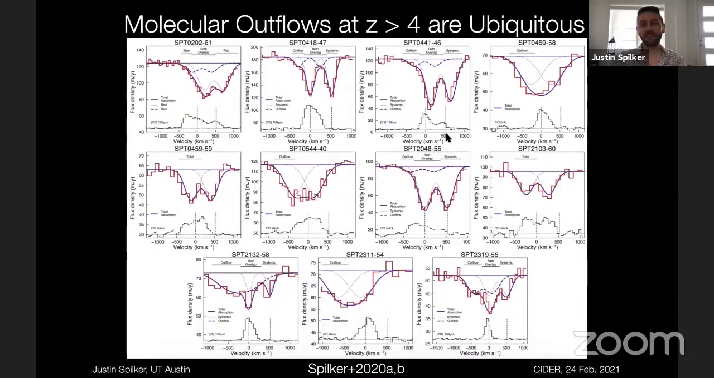And so when I classify things as outflows, I'm only picking them as outflows if they're more blue shifted than any of the emission that I can see. And so in this case, for example, even though this line profile is slightly redshifted, that could mean that it's outflowing from one component of a merger. It could be inflowing towards the other component, or it could just be systemic absorption coming from the interaction region.